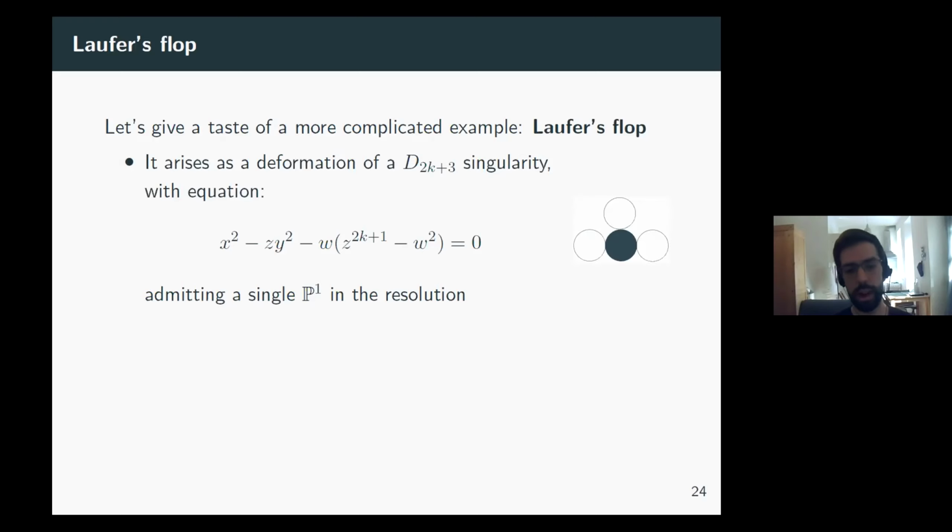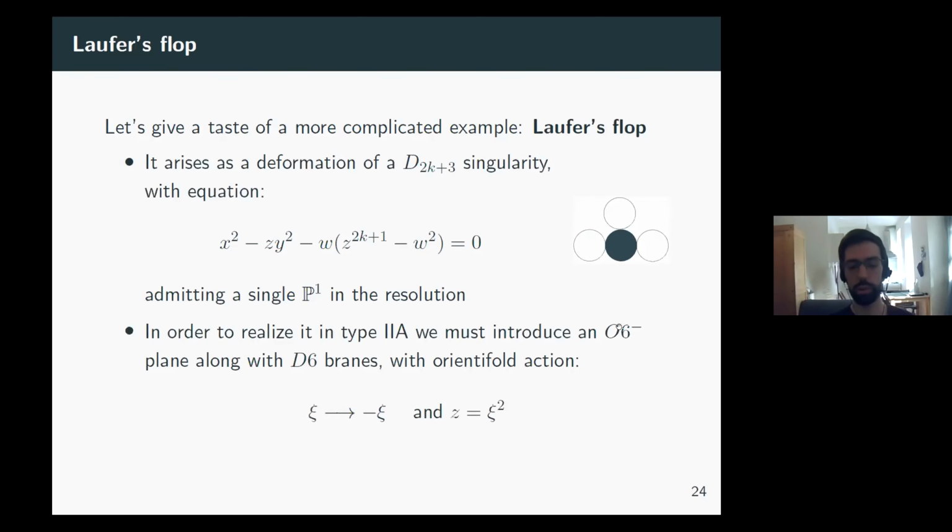What we want to do now in order to compute the GV invariants of this geometry is to first rewrite this equation as a C-star fibration. But with respect to the Reid pagoda case, there is a subtlety, because in order to realize this geometry in type IIA, we have to introduce an O6^- plane along with the D6-branes. And this O6^- plane induces an orientifold action that changes the sign of this coordinate xi, xi going to minus xi, where xi is related to the coordinate z that was in this equation above by this relation.